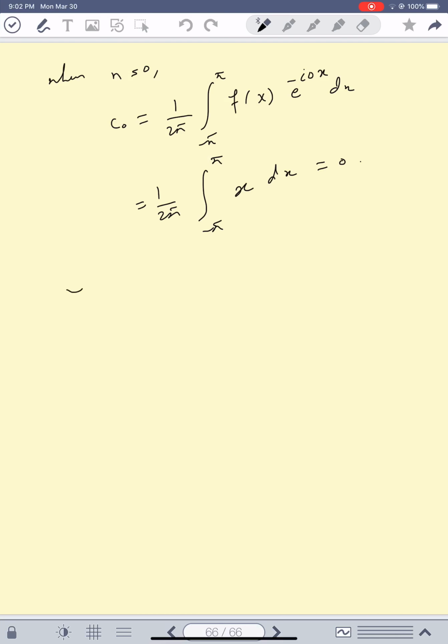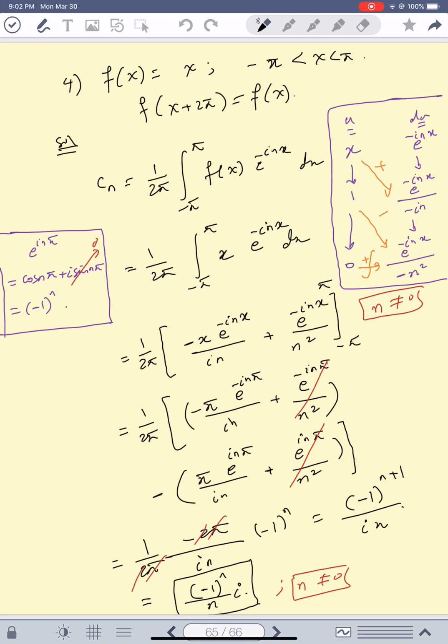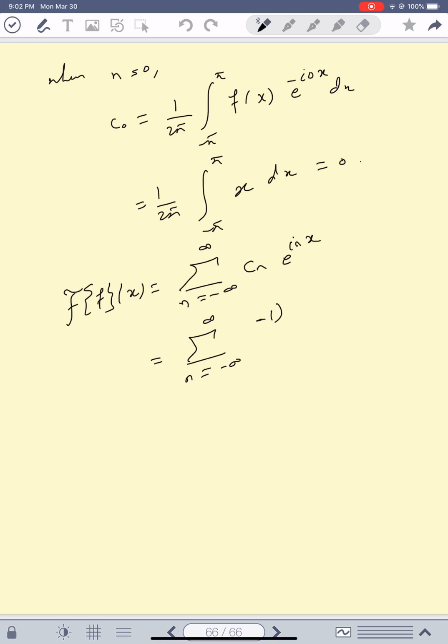So now what's the Fourier series? It is the sum from negative infinity to infinity, Cn e to the I n x. But what is the Cn? It is exactly this. So it's negative 1 to the n over n I multiplied with e to the I n x. Fine. So this is the Cn. But this is not true when n is 0. So this is true only when n is not 0.